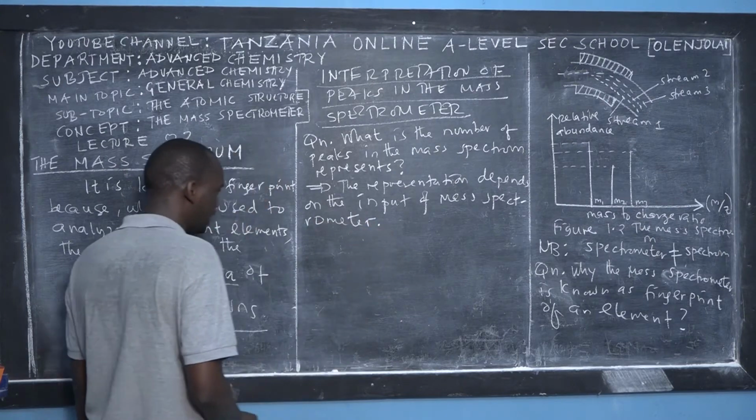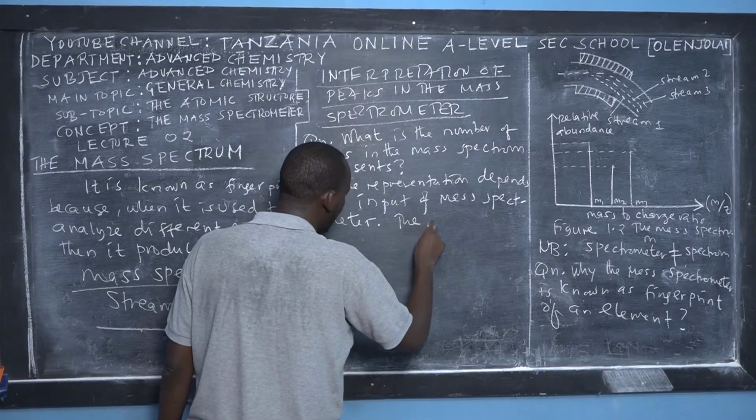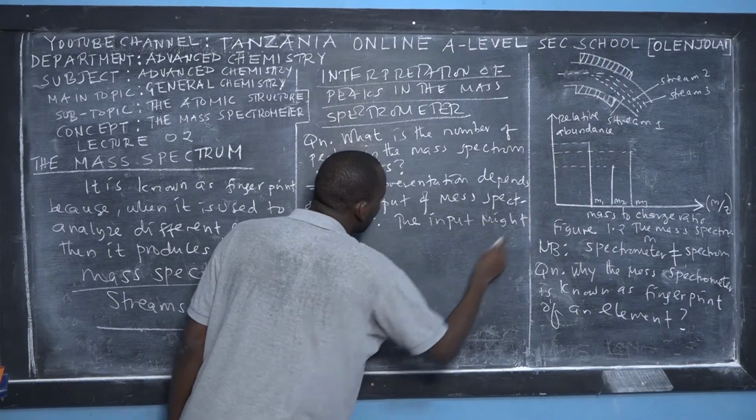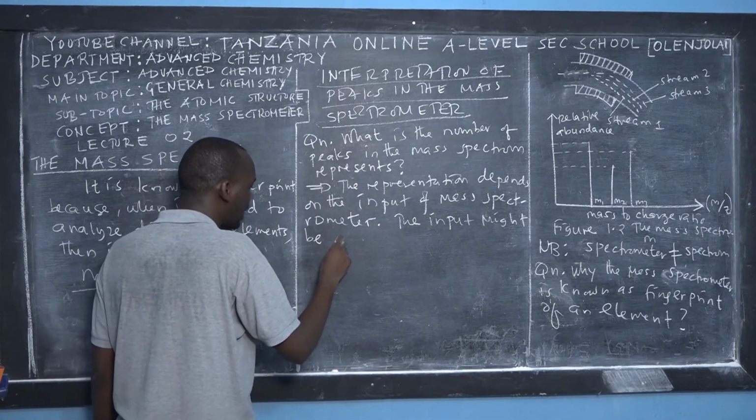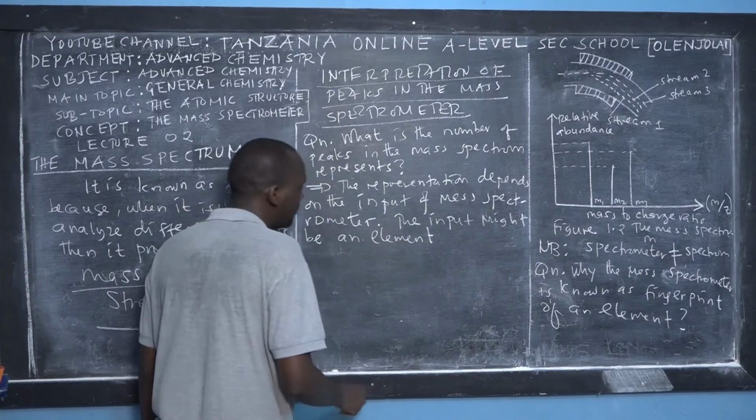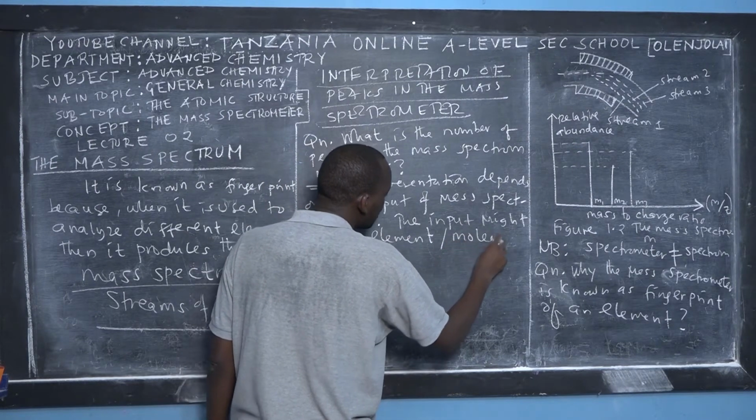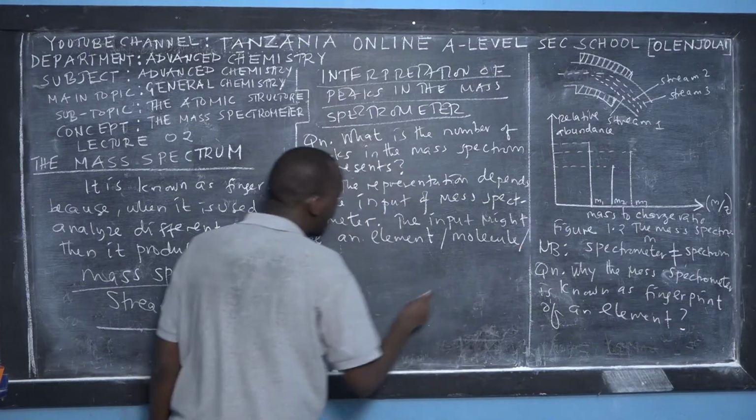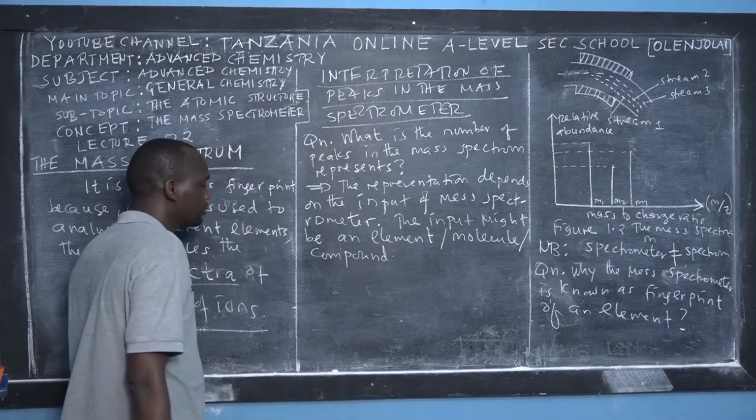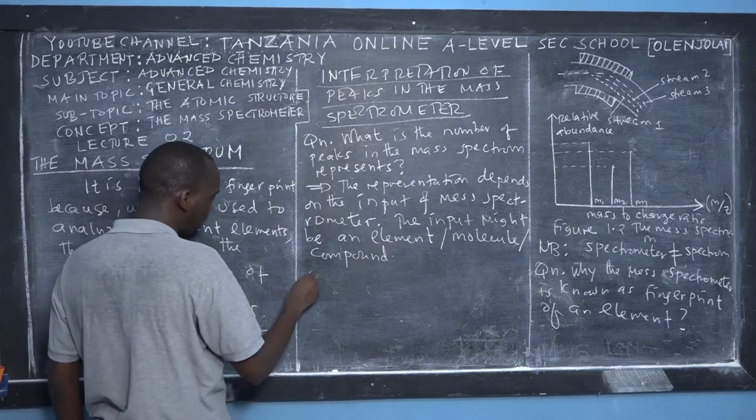What does it mean? It means the input, or the ions, might be an element such as sodium, or a molecule, or a compound. So it depends. Okay? So let us start with Roman I. So the interpretations, that is Roman I.